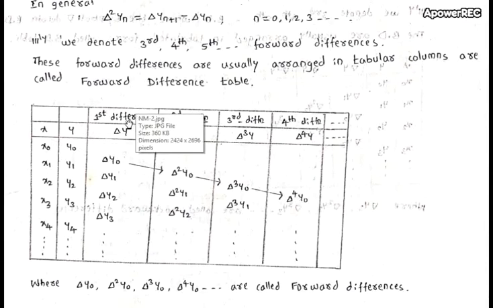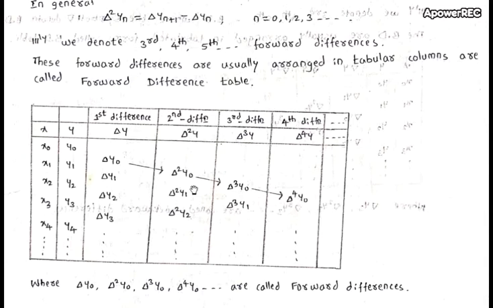Then first one is first differences. First differences means we subtract the second term minus the first term. That is y1 minus y0, which is denoted as triangle y0. Then subtract y2 minus y1, denoted as triangle y1. Then y3 minus y2, denoted as triangle y2. We continue the same process to get the first differences.